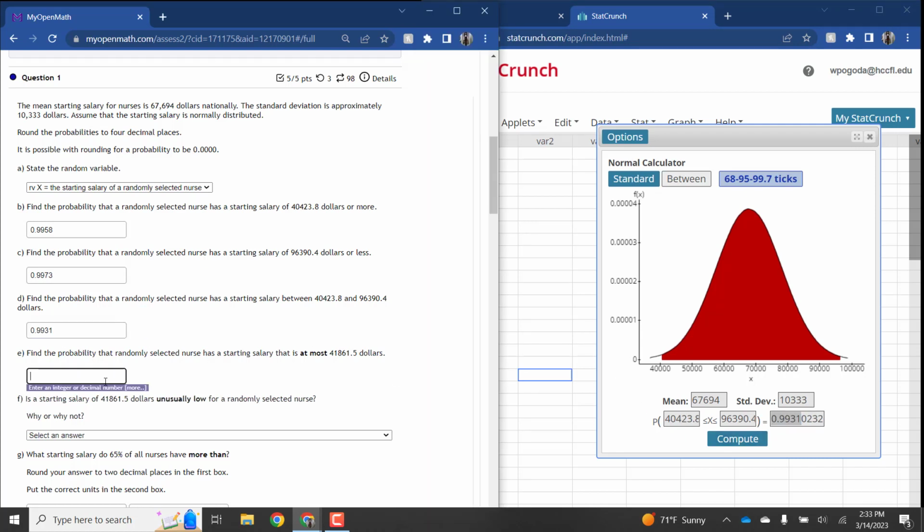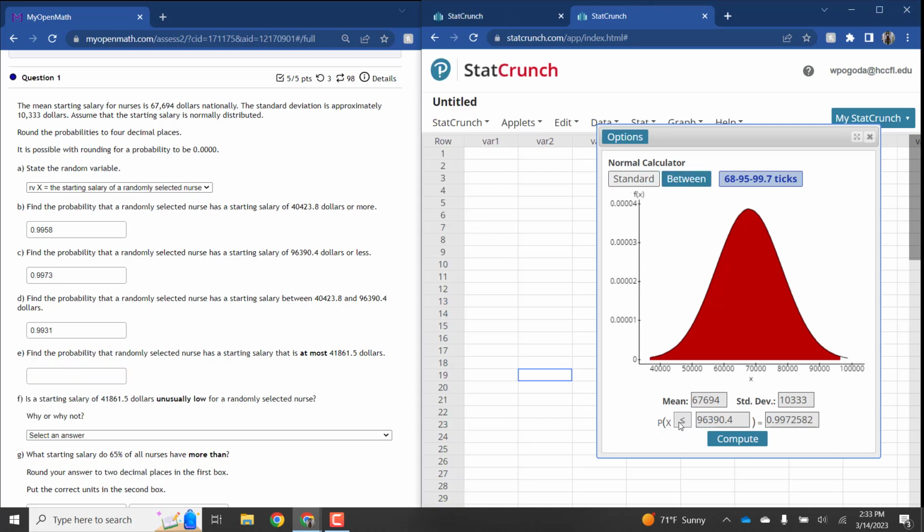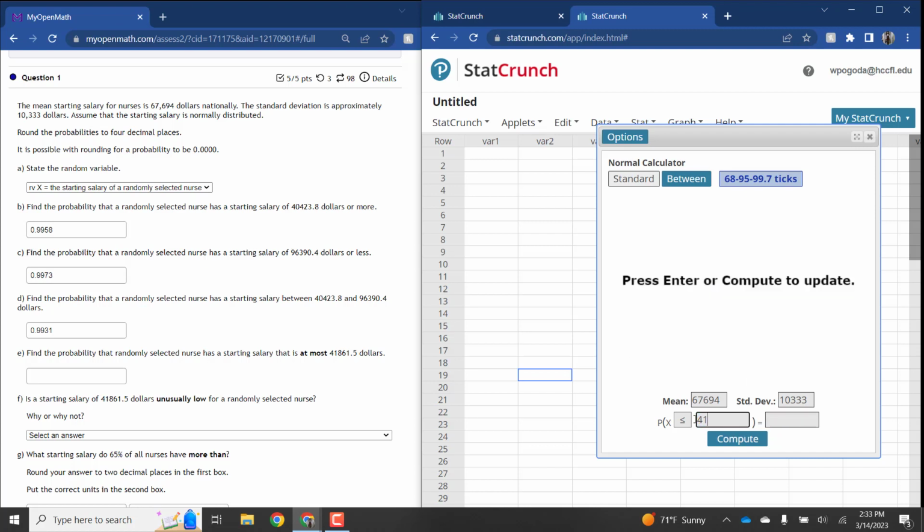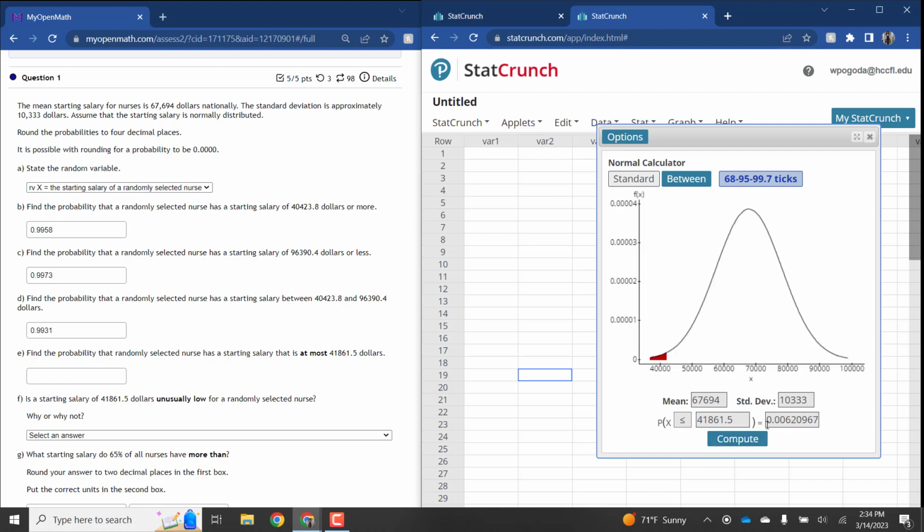All right. Next, we want to find the probability that a randomly selected nurse has a salary that's at most $41,000. So at most means less than or equal to. It could be up to that amount, but not above. So we're going to go back to the standard option. We want to find the probability x is less than or equal to that number, and we get $61,861.5. Click compute. So round to 4 decimal places. This is our answer.